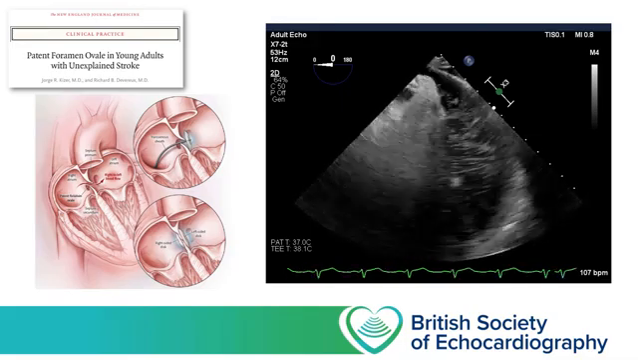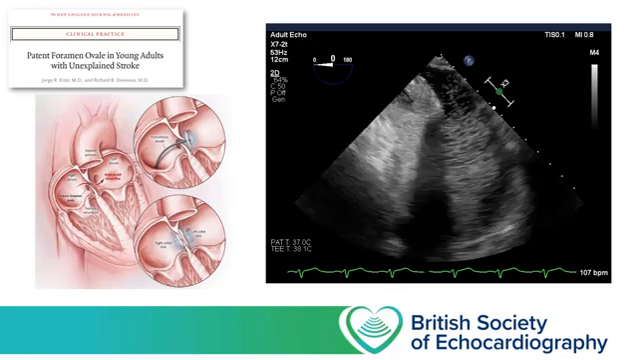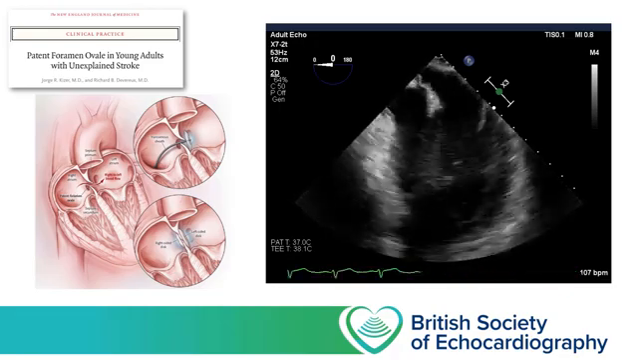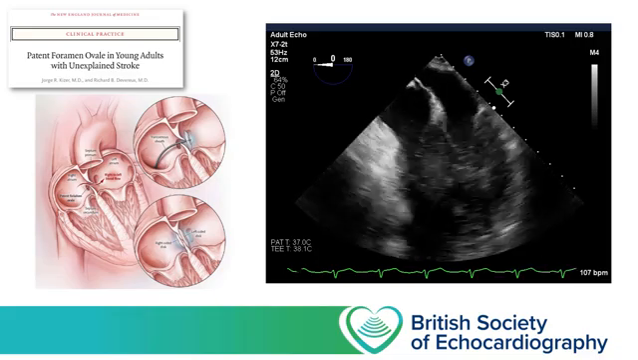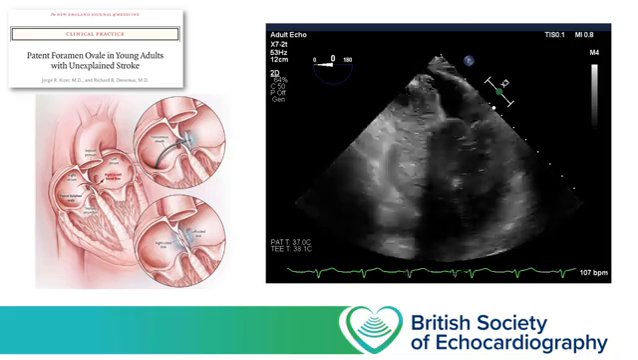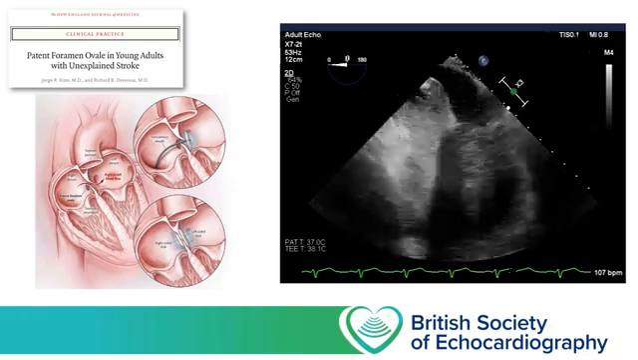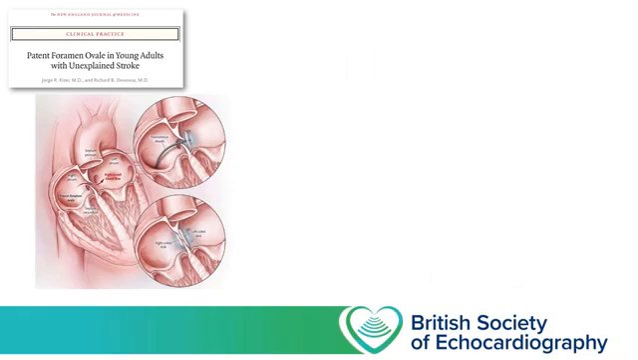So agitated saline is injected via a central line into the right atrium, and we can see it immediately crosses from the right atrium over into the left, demonstrating the intracardiac communication. Due to their small size and only intermittent transatrial flow, PFOs are often not visible on TTE, as was the case in this patient, and why we proceeded to TOE.